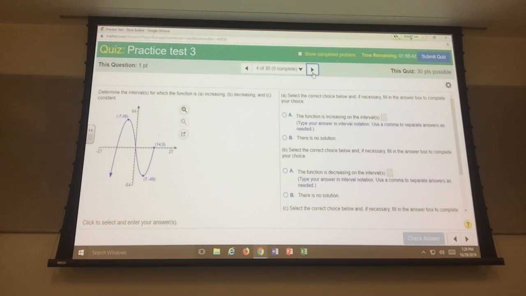Increasing, decreasing, constant, min, max. Do what? No, oh, okay. I can't tell. You're just looking at me and I'm like, does eye contact mean you want me to do it or not? I'm not sure.